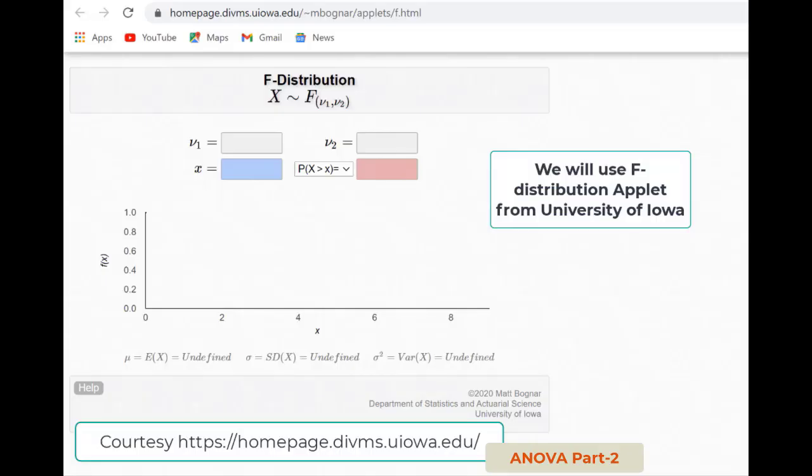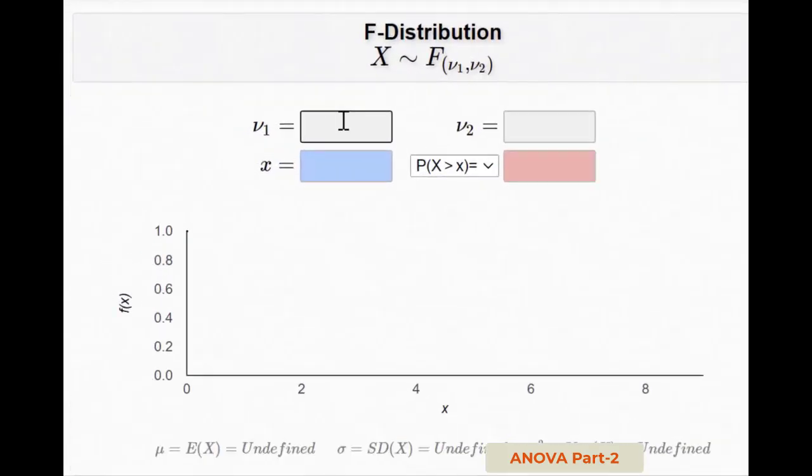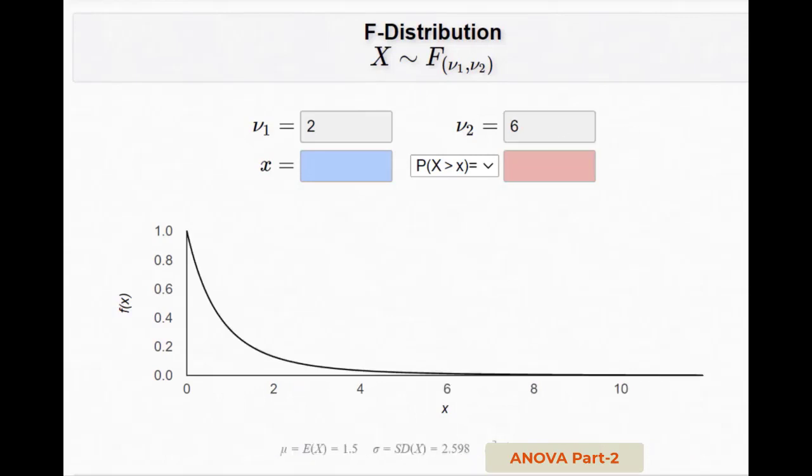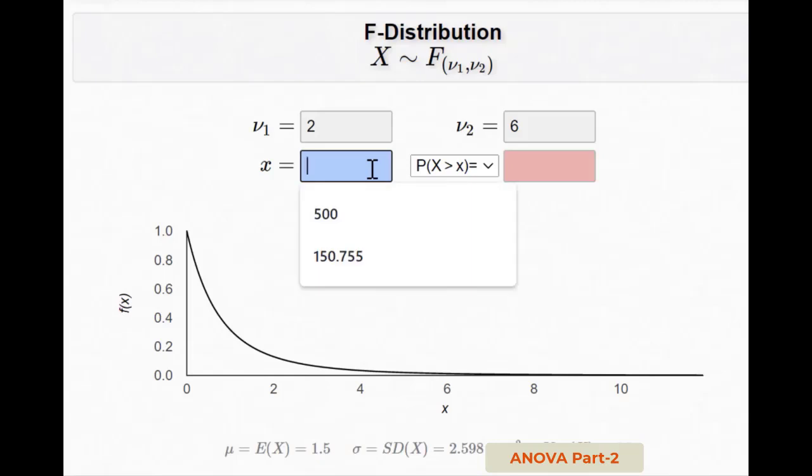We will use F distribution applet from University of Iowa. Nu1 is the numerator degrees of freedom, which is 2, and Nu2 is the denominator degrees of freedom, which is 6. And you can see the shape of the F distribution. Now we put X is equal to 6.88, which is the calculated F ratio, and you can see that the P value is 0.028.